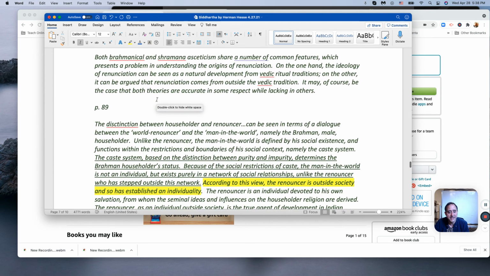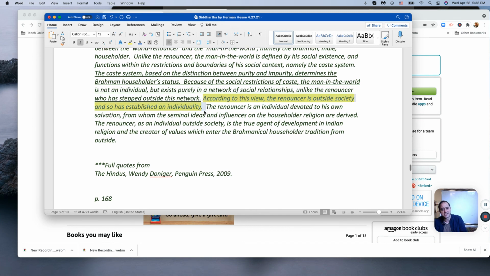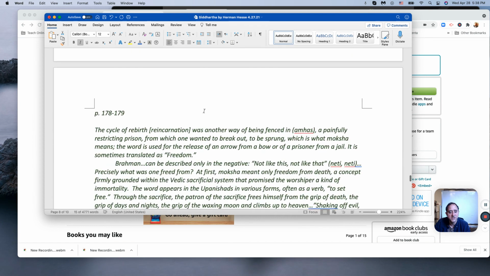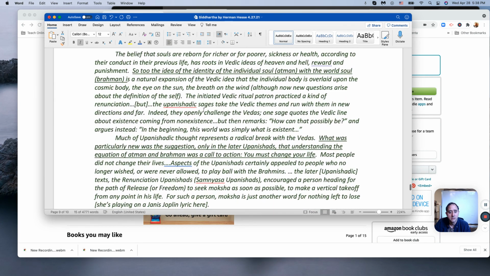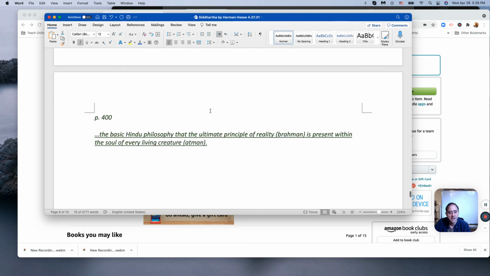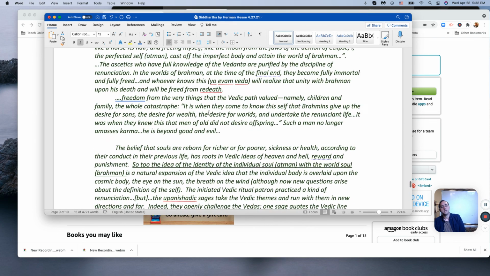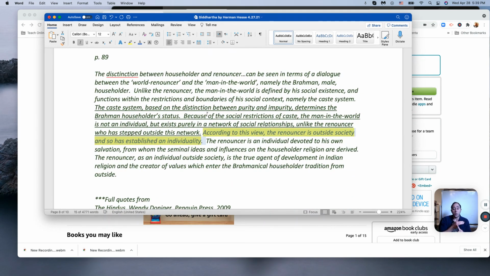Let's see if I missed anything else. Yeah, here, according to this view, the renouncer is outside of society and has established their individuality. Let me see if there's anything else. I'm sorry, this is going very long. Yeah, you must change your life. Yeah, that's it. So I hope that this explains what the Upanishads are.